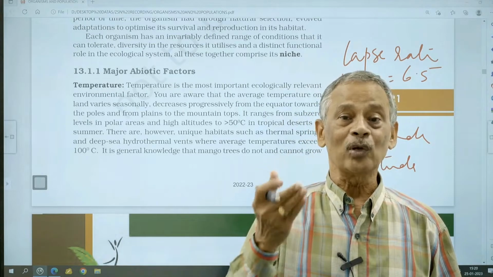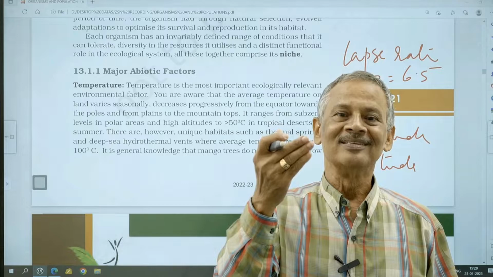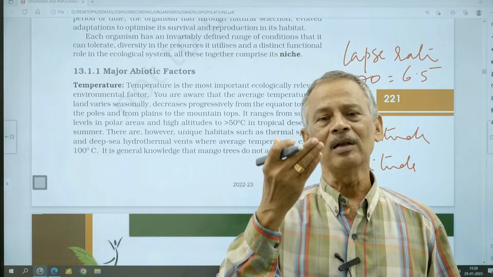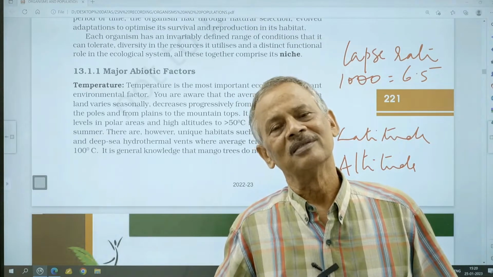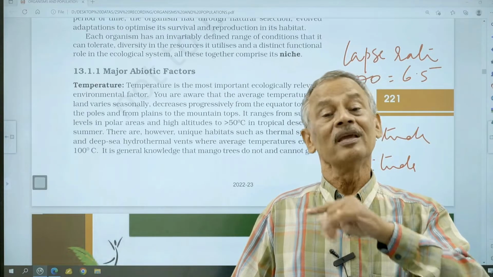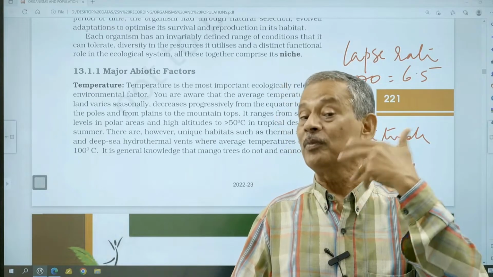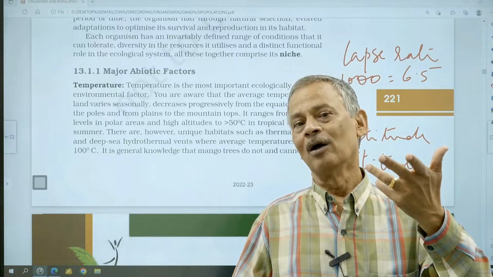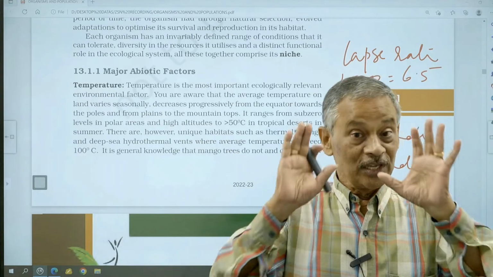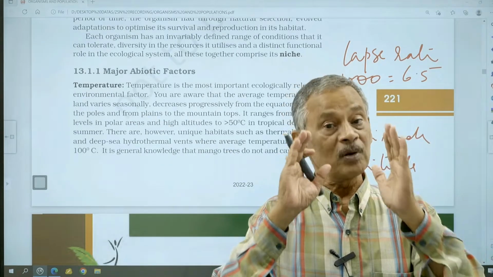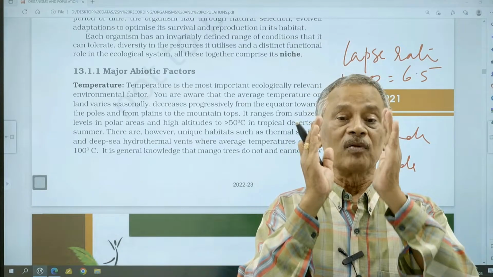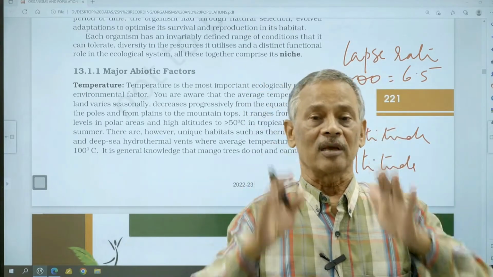See, we cannot grow apple in Kerala because it is very hot. We cannot grow apple normally in Tamil Nadu because of high temperature. Similarly, mango trees cannot be grown in Canada or in Finland where temperature is very, very low. So each organism prefers to live in a special area because they prefer that range of temperature.